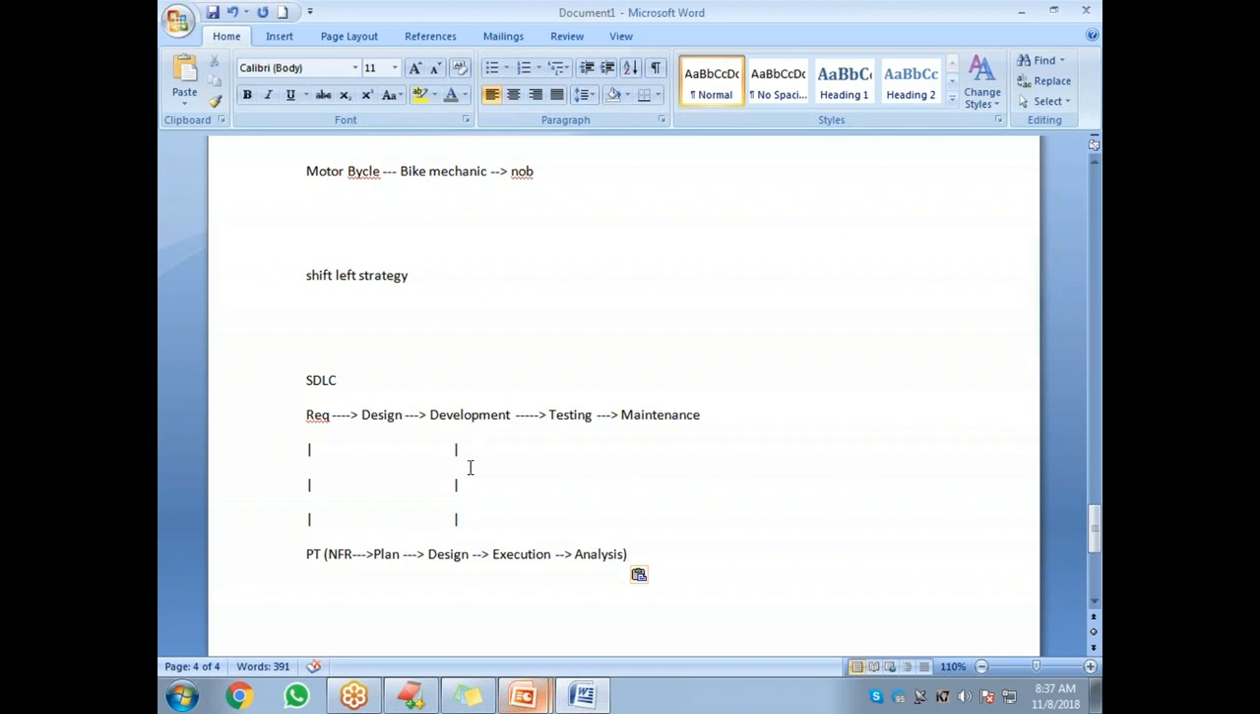Okay, Phil, you got it right. You're shifting to the left on the SDLC. Not only for performance testing, they're talking about this shift left strategy for all the testing: manual testing, security testing, and all that. They're saying that while the project is starting, we'll start the testing as well, so that we have a better chance for the quality of the product.